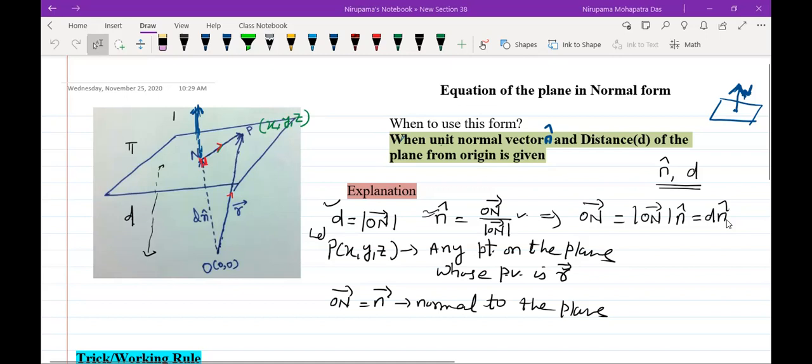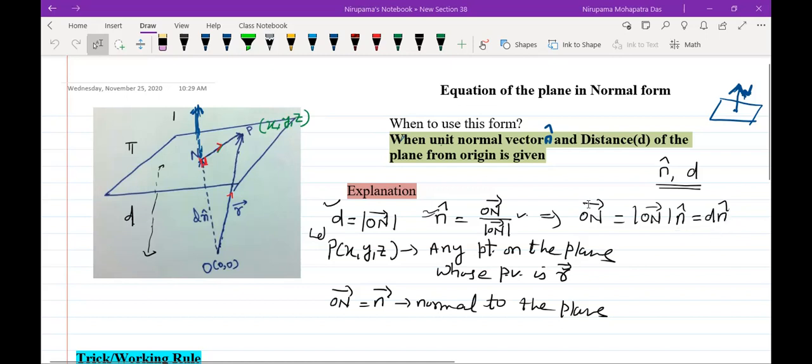Okay, so it means we will be given two things, just to summarize. One is the unit vector in the direction of the normal, that we call n cap, and the distance of the plane from origin, that is d. Okay, and we are taking P(x, y, z), any point on the plane whose position vector is r vector. Now ON vector is d into n cap.